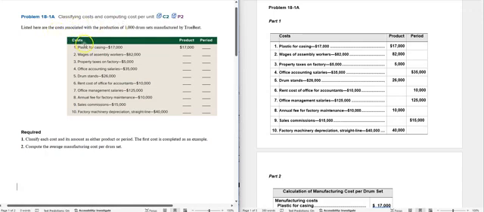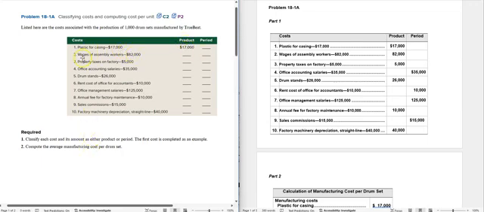This first problem is going to have us classifying cost and then computing a cost per unit. So what they've listed here are costs associated with the production of 1,000 drum sets that were manufactured by True Beat. We are going to classify each of these costs and its amounts as either a product or a period cost, and they have done the first item for us as an example. Okay, so remember, they are building drums. Any plastic cost that they incur that they use to make the casing is going to be a cost of the product, right? Because they can't make the drums without the plastic. So we will list that as a product cost.